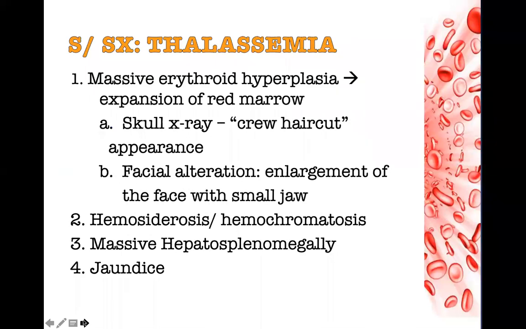Again, as a result of massive erythroid hyperplasia, there could be expansion of the red marrow, and it may result in what we call the crew haircut appearance on skull X-ray, as well as facial alteration, enlargement of the face with a small jaw. Patient may also present with hemochromatosis or hemosiderosis. There will be massive enlargement of the spleen as a result of increased trapping of the abnormal red cells with abnormal globin chain. As a result of destruction, you can also expect jaundice or increase in bilirubin.